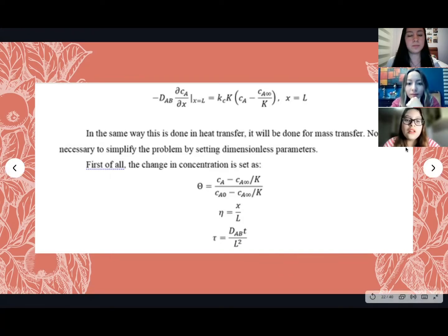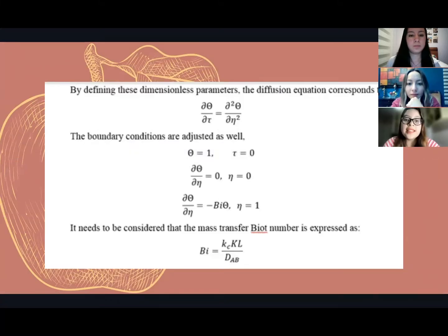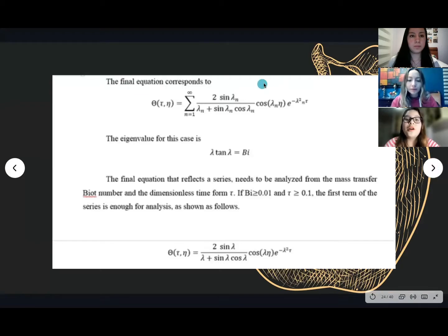First of all, the change in concentration is set as T, and by defining these dimensionless parameters, the diffusion equation corresponds to this, and the boundary conditions are adjusted as well. The final equations correspond to this, and the eigenvalue for this case is lambda tangent lambda equals beta.